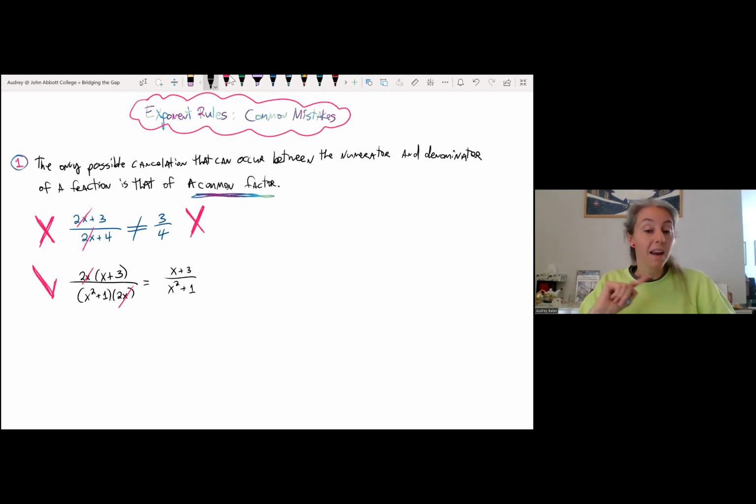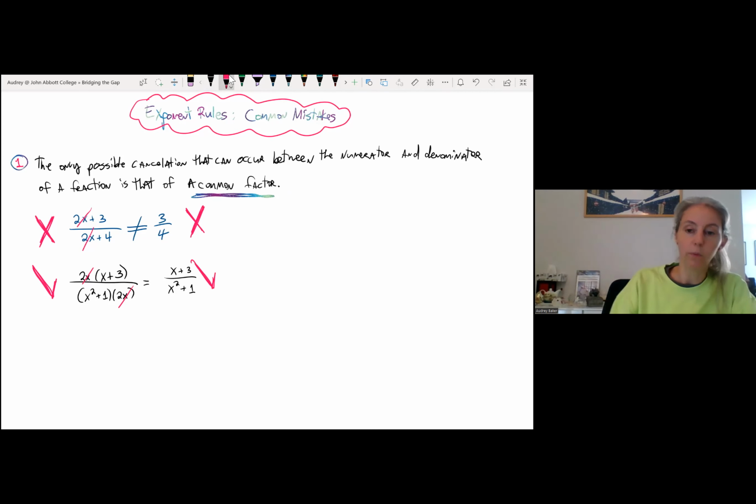Now, question. Can I cancel the common x's? I have an x on top. I've got an x squared on bottom. So can I cancel one of those x's? If you said no, you are correct, because now we have x as a common term, but not as a common factor. They're being added, so we cannot cancel them. This is how we would leave this.